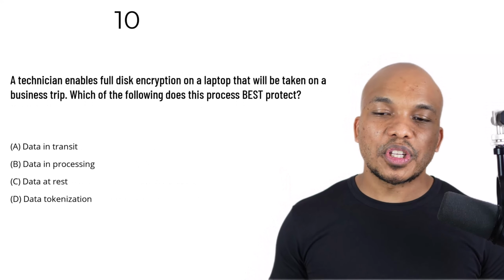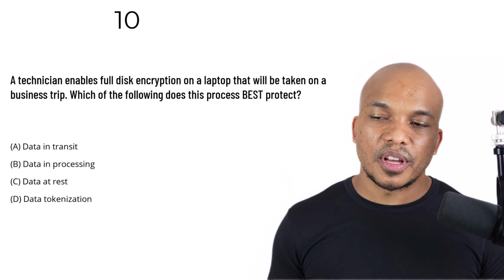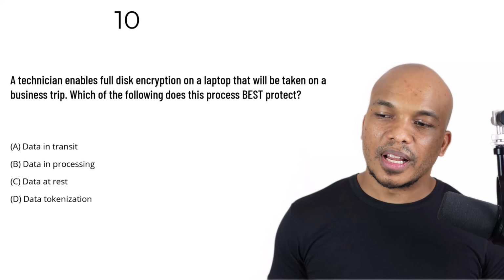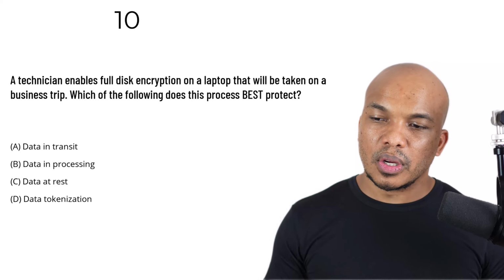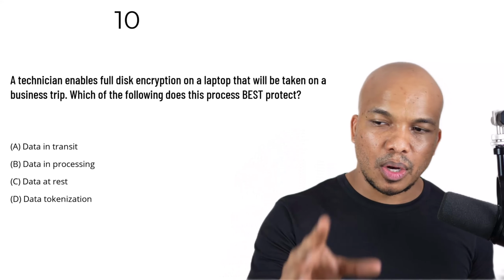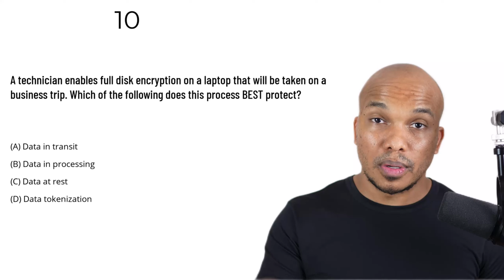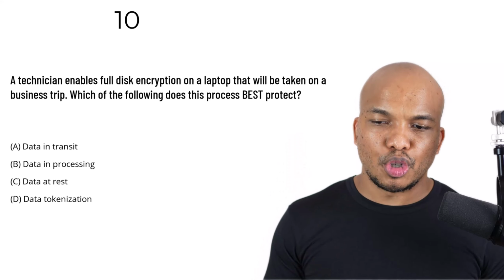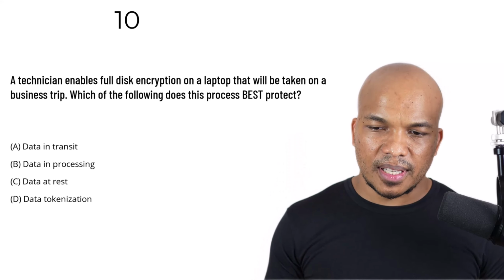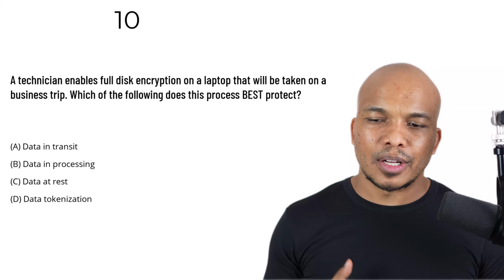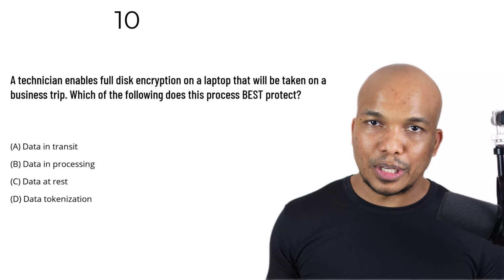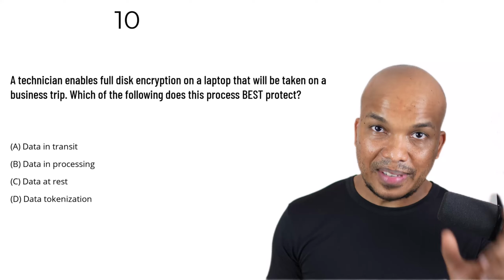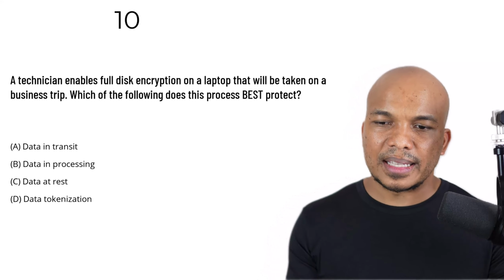And the final question, it says, a technician enables a full disk encryption on a laptop that will be taken on a business trip. Which of the following does this process best protect? All right, notice the keyword best. So it says data in transit, data in processing, data at rest, data tokenization. Right off the bat, data tokenization cannot be the answer because using data tokenization is simply replacing sensitive data with a token. So that cannot be the answer.